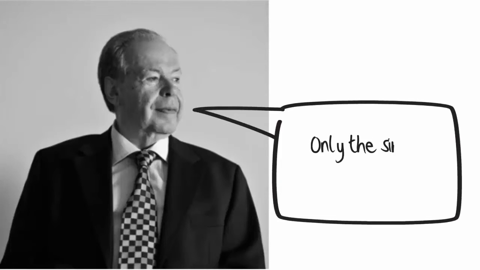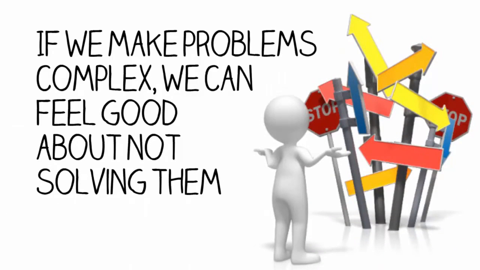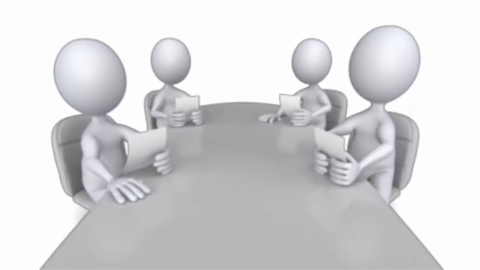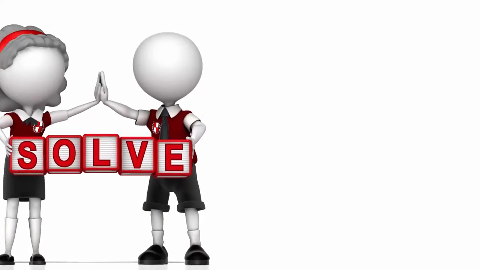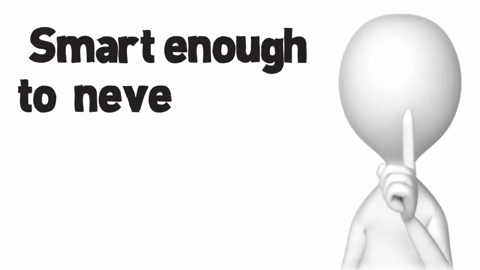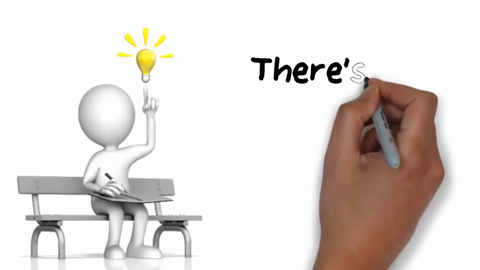Dr. Edward de Bono says that only the simple-minded are afraid of the simple. If we make problems complex, we can feel good about not solving them. De Bono made his money by taking complex problems presented to him by companies and then taking them to school-aged children for solutions. He was smart enough never to share his source because the simple-minded in the organizations he worked for could not have tolerated such simple solutions if they had known the source.